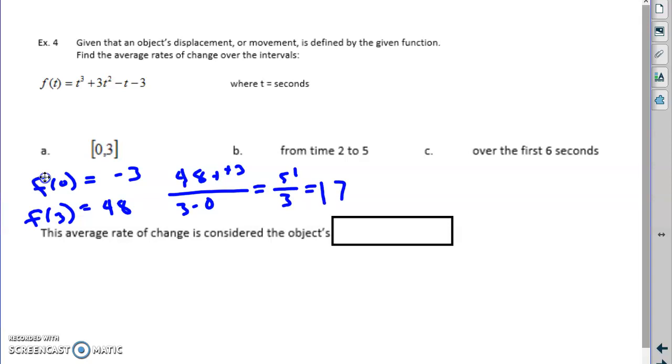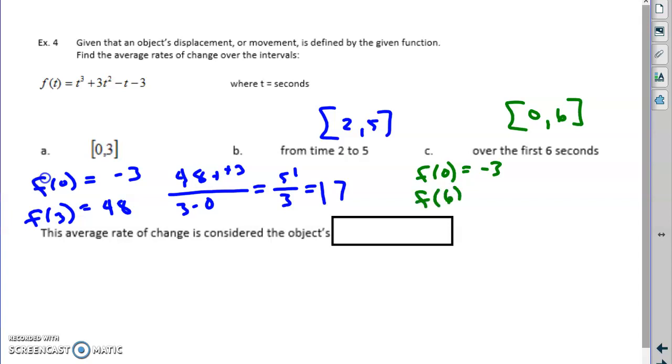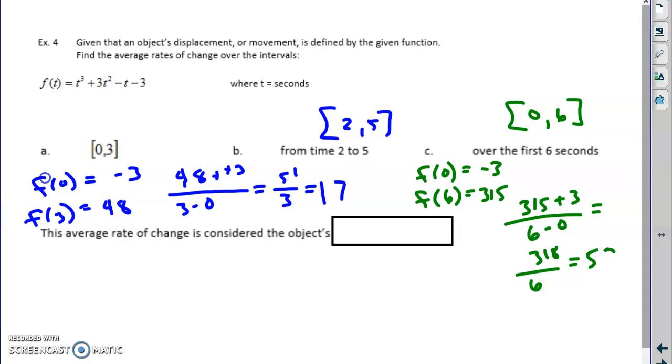Now, the only reason why I gave you these other two questions is because it's worded slightly different. From time 2 to 5. Easy. The interval of 2 to 5. Plug them in, change in y over change in x. But how about this one? Over the first 6 seconds. What does that mean? Again, from 0 to 6. F of 0 is -3, f of 6, I just did some quick arithmetic in my head, 315. Change in y, 315 plus 3, change in x, 6 minus 0. 318 divided by 6, the average rate of change is 53.